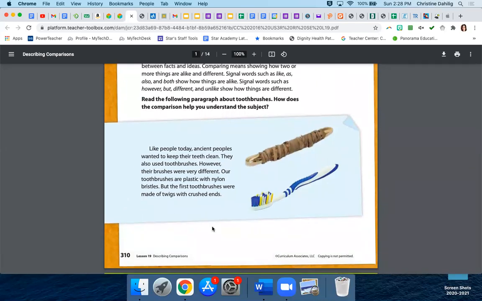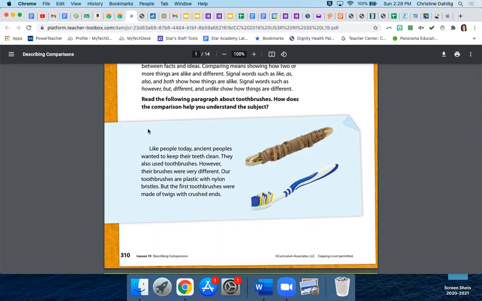So what I would like you to do right now is to take a closer look at the photographs on page 310. And I'd like you to study the details of each of these photographs. And I'd like you to think about what is the same about each of these and what is different about each of these. And of course, these are both toothbrushes.